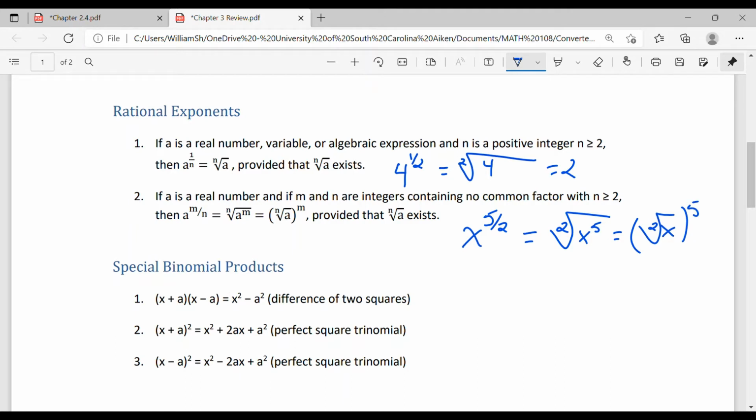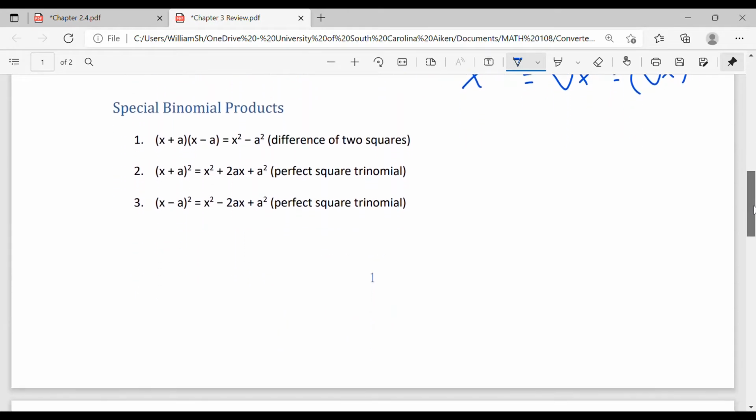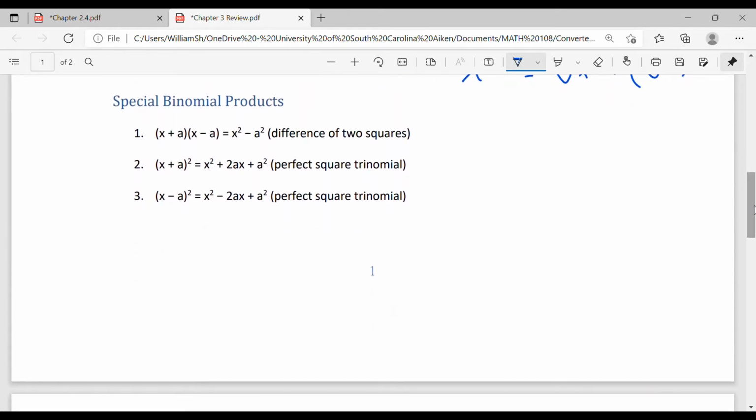No problem there. Now, there are some special binomial products that you should already know, covered in Math 104. It is x plus a times x minus a equals x squared minus a squared. That's the difference of two squares. You've got x plus a squared equals x squared plus 2ax plus a squared. That's your perfect square trinomial. And you've got x minus a all squared is x squared minus 2ax plus a squared.